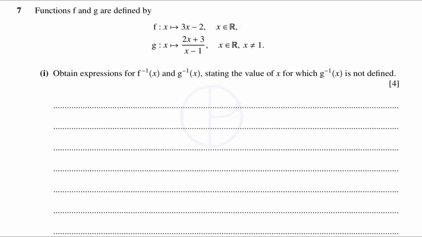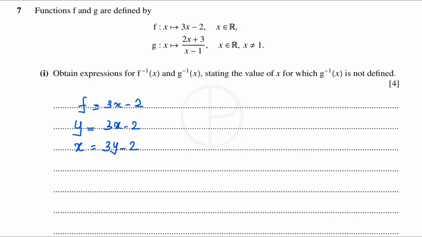First let's find the inverse of f. So f is given as 3x minus 2. Let's take f of x as y. Y is equal to 3x minus 2. The next step is interchange x and y. So we get x equal to 3y minus 2.